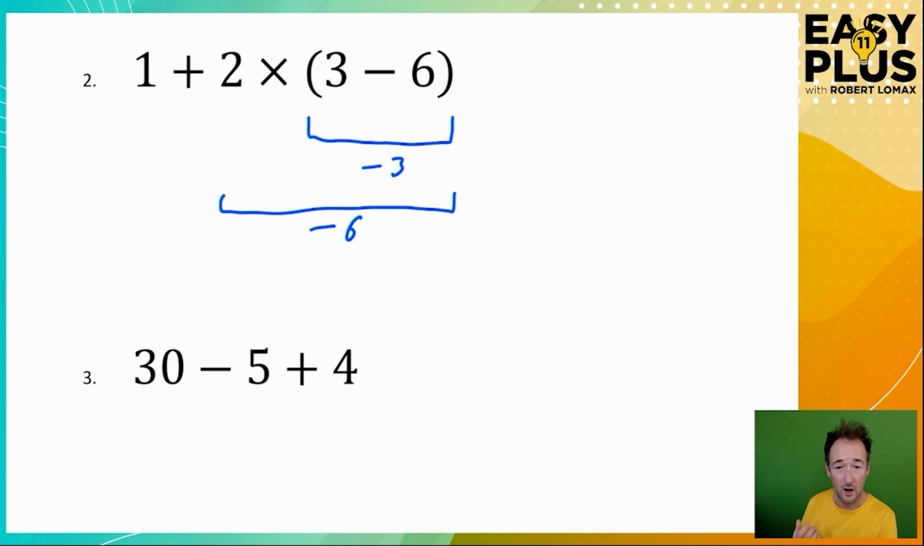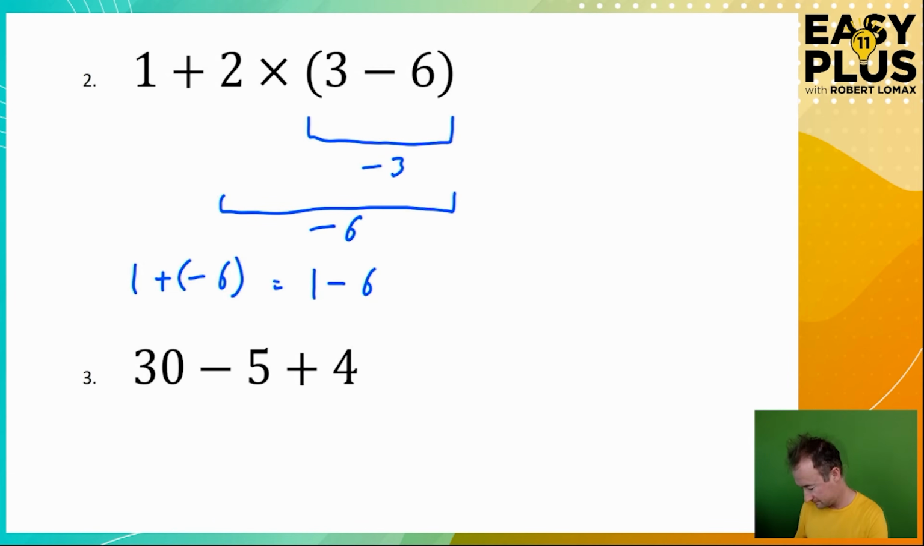And now we have to do 1 plus minus 6. Now if you've got something plus a minus number, it's just minus. You can think of it clearly if you say the symbols as words. So if you say 1 and take away 6, then it's clear that we need to do 1 minus 6.